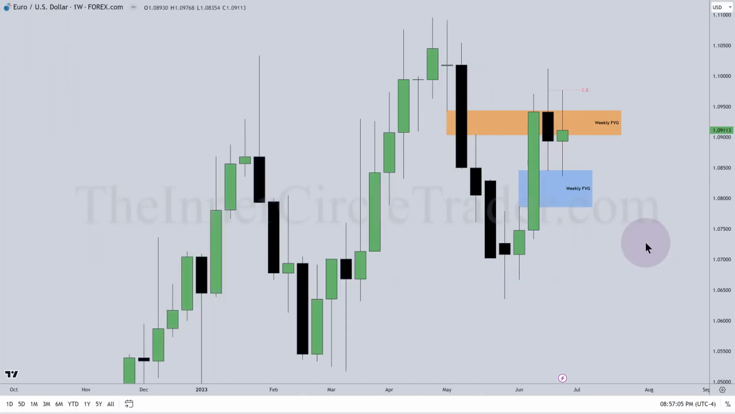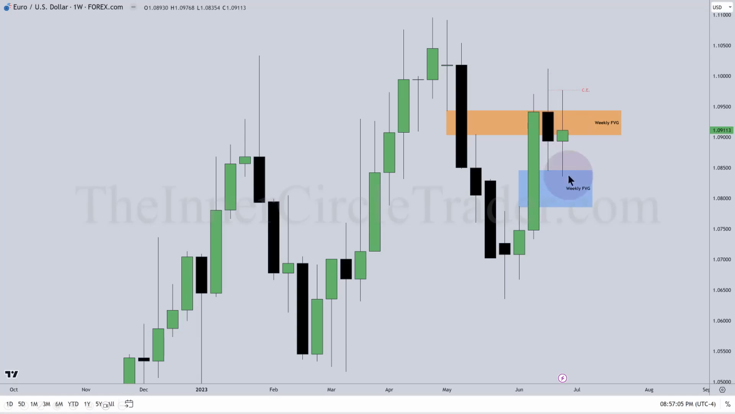Here's euro dollar on the weekly chart, weekly inefficiency. Okay, basically the opposite of what we saw on dollar index, as you would expect. The consequent encroachment of this wick here, we treat wicks as a gap, just like the algorithm does. So the market saw the weekly high form right at the previous week's consequent encroachment of its premium right here.